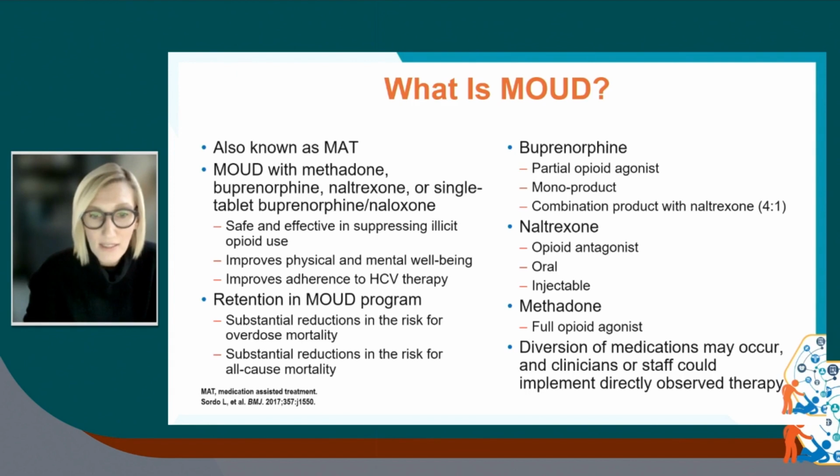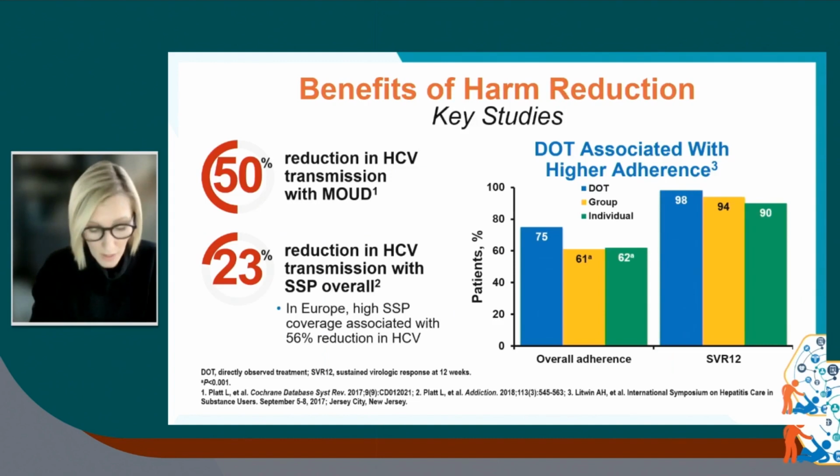And just a quick overview for those of you who may not be as familiar, buprenorphine is a partial opioid agonist. It's a mono product, and it can be used also in combination with naloxone. Naltrexone is an opioid antagonist. It comes in both oral and injectable forms, and methadone is a full opioid agonist. And some models of care could implement either directly observed therapy or modified directly observed therapy, but you want to make sure if you're using those things, it's not in a punitive way or in a mistrustful way, but in collaboration with patients so that they feel part of that decision-making process.